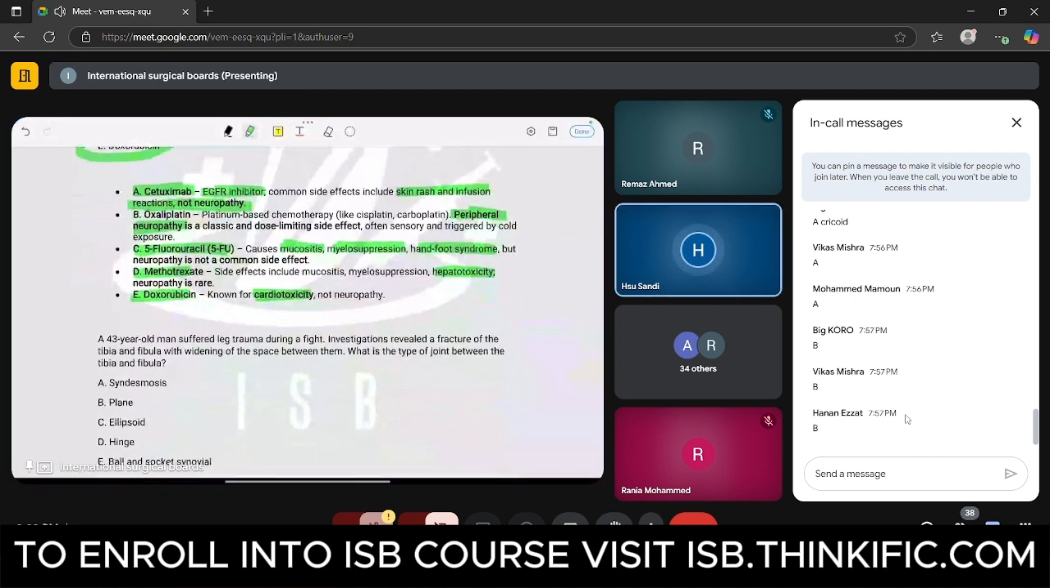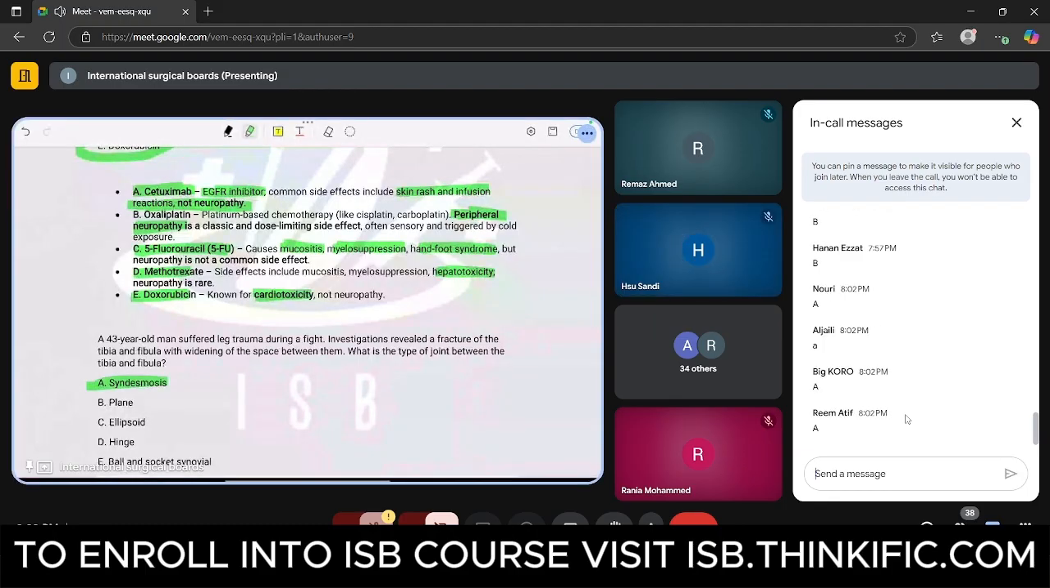A 43-year-old man suffered leg trauma during a fight. Investigation revealed a fracture of the tibia and fibula with widening of the space between them. What is the type of joint between the tibia and fibula? Syndesmosis, plain, ellipsoid, hinge, ball and socket synovial. A syndesmosis. Yeah, it is syndesmosis.